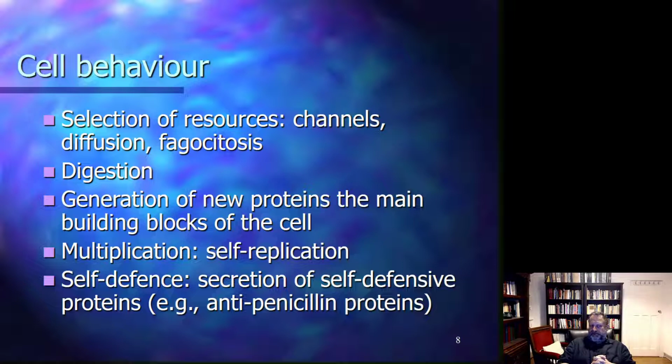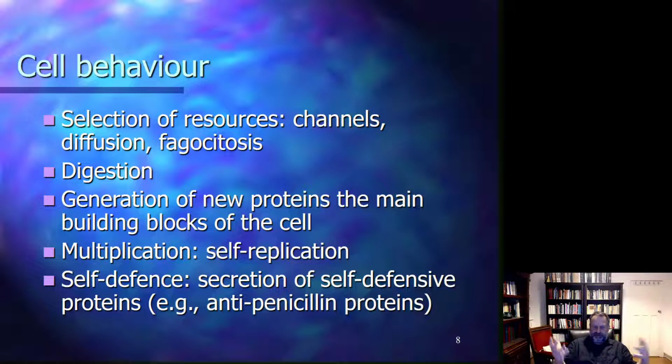Now, if you look at the behavior of the cell, what you see is that there are a range of behaviors. They bring in molecules from outside, they bring in larger resource particles, for example, another cell or a fragment of another cell. They digest the things that are brought in from the outside of the cell. They secrete the waste products which are released into the outside of the cell.